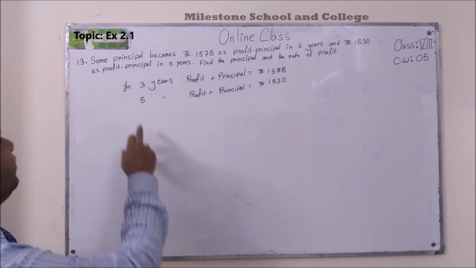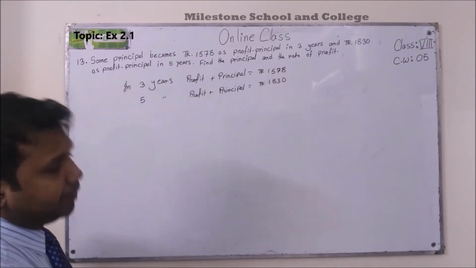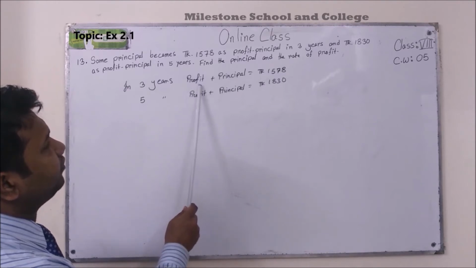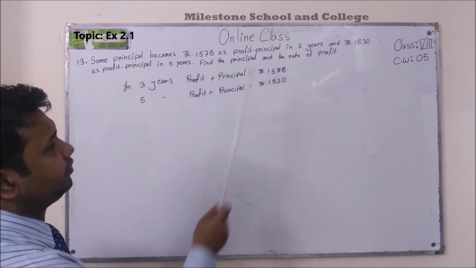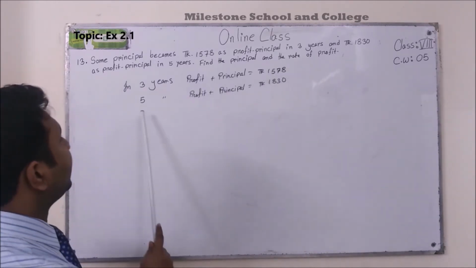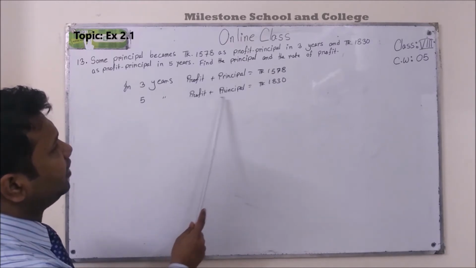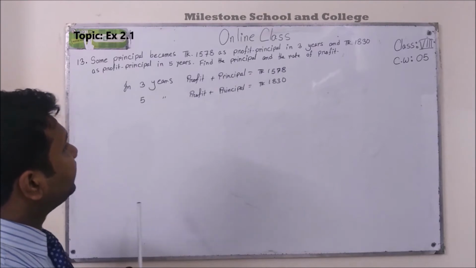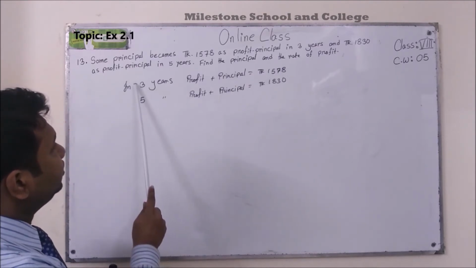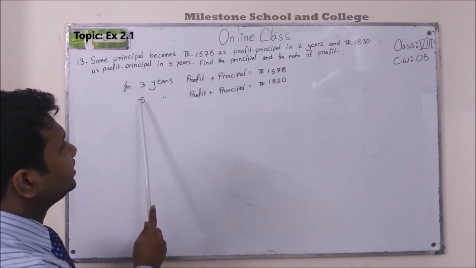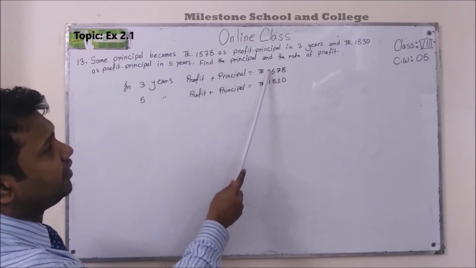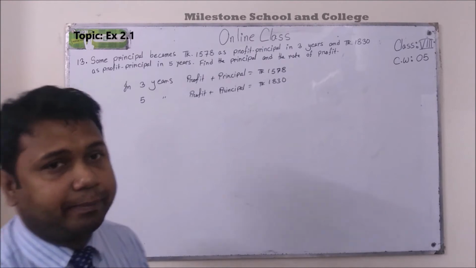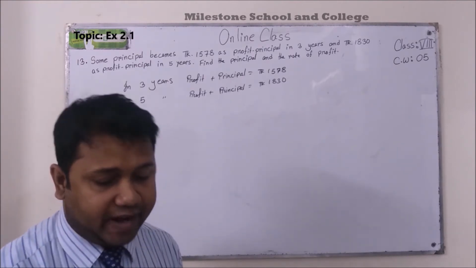So here you can see the profit plus principal of 3 years is given. In 3 years, profit plus principal is 1578 taka, and in 5 years, profit plus principal is taka 1830. So you can see that in this 2-year difference, the profit has changed. Principal always remains the same. Okay. So this is the fact of this question.